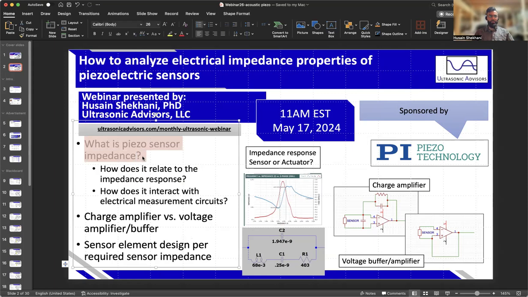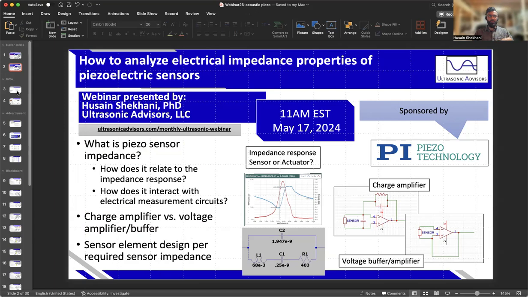There's going to be a bit of blackboarding in terms of how you understand really basic equations and frequency response. I'm going to be talking about charge amplifier versus voltage buffers or voltage amplifiers. And hopefully this will be a great introduction and give you a good understanding of electrical impedance and piezo sensors, and how you start that understanding.